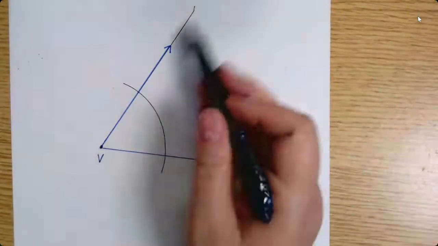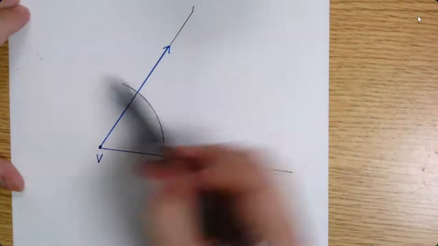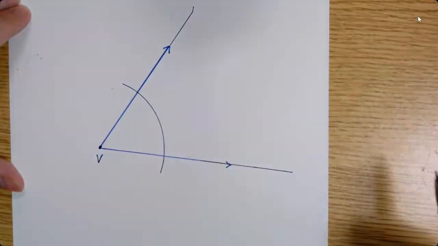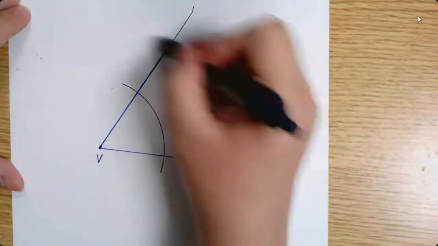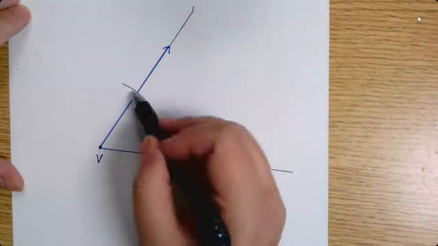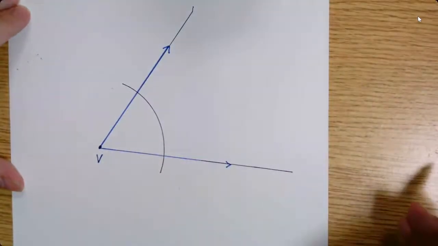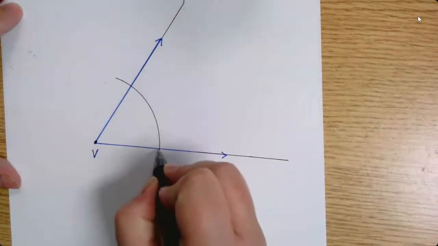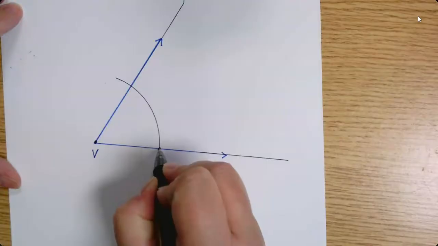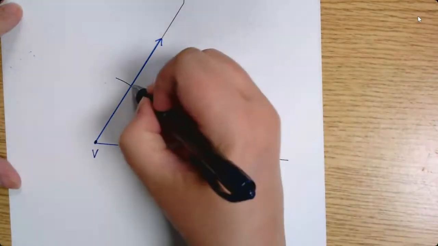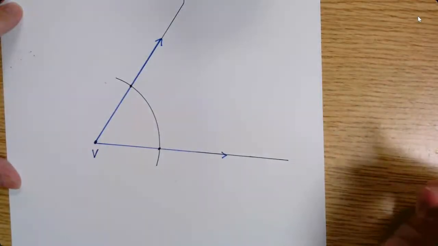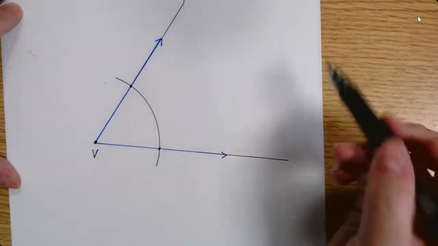I should have my angle and an arc that goes across both sides of the angle. It could be here, it could have been out here. It doesn't have to be in this specific place. Now, when my arc crosses both sides of the angle, it intersects both sides at a point. There's a point here where the arc crosses one side and a point here where the arc intersects the other side.